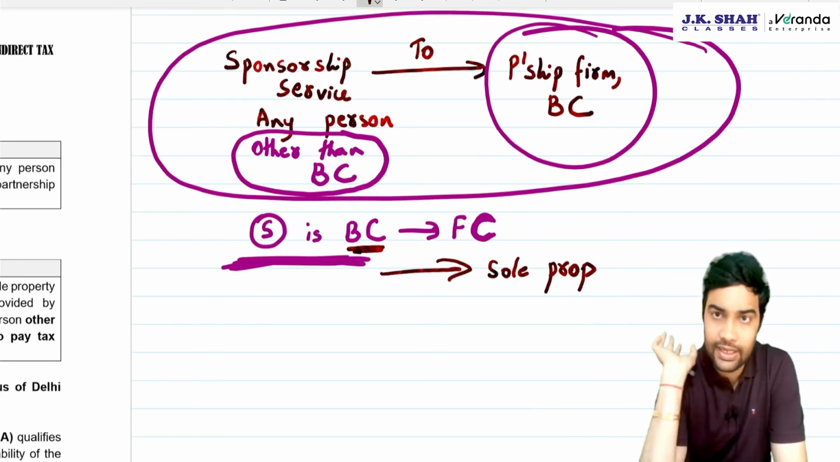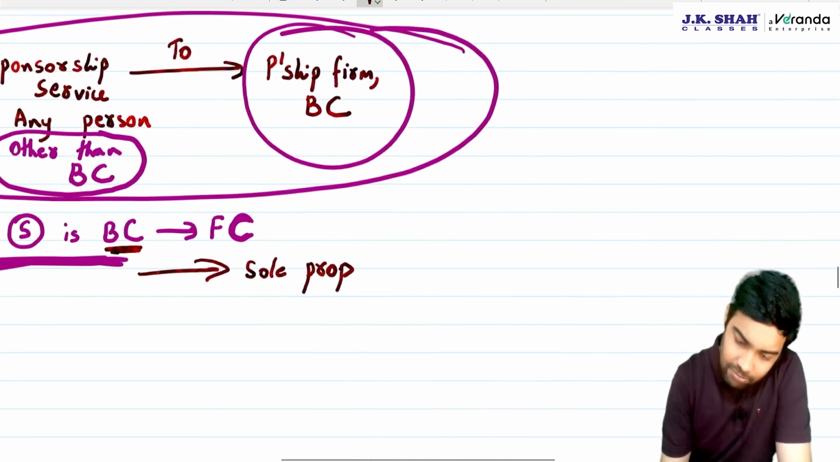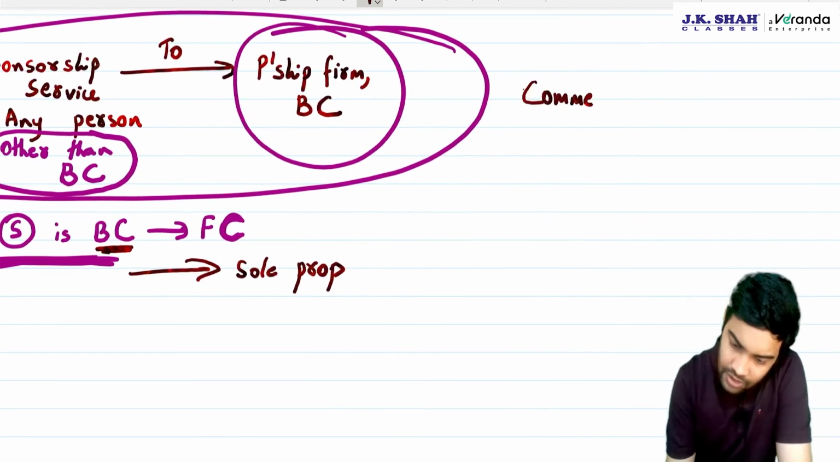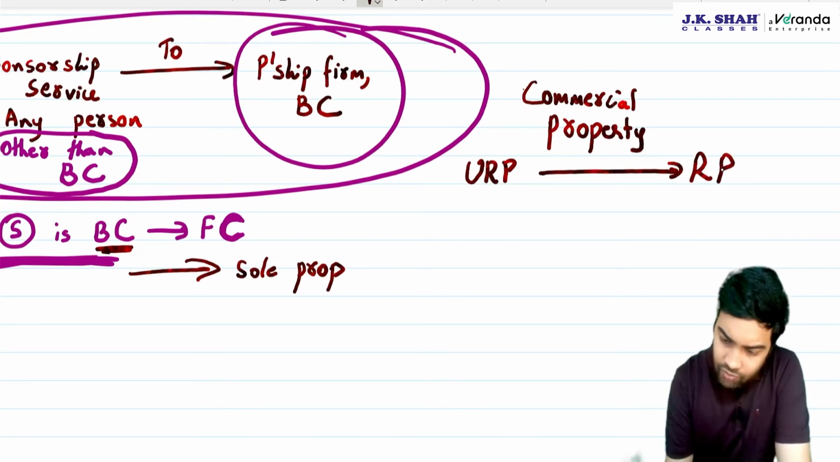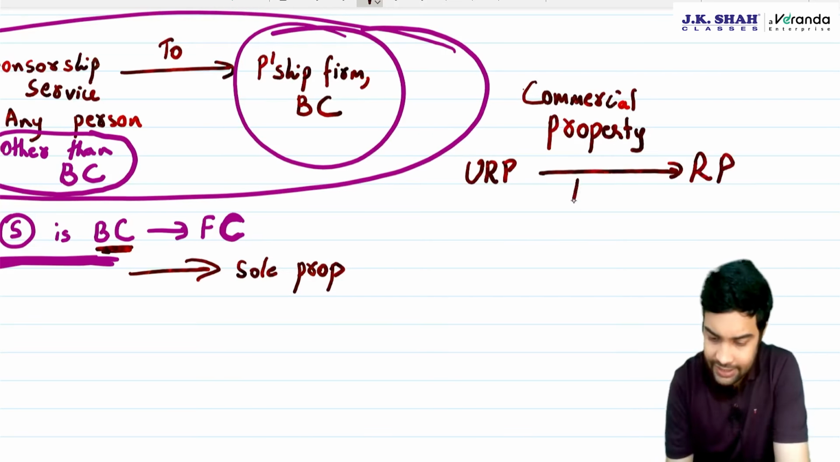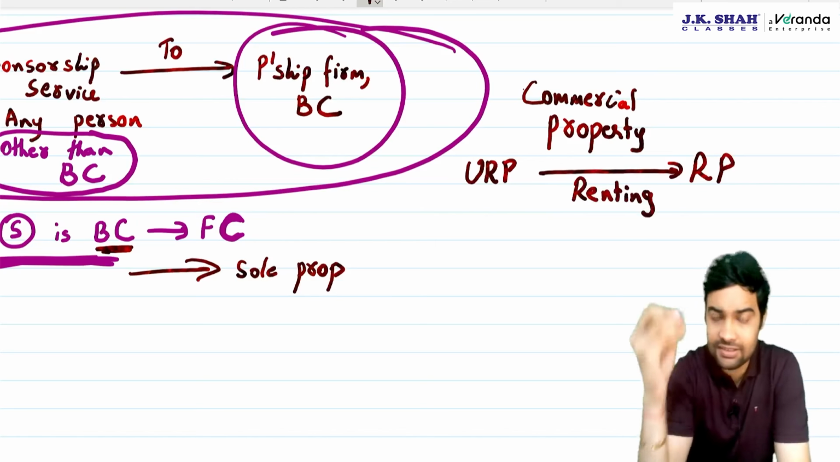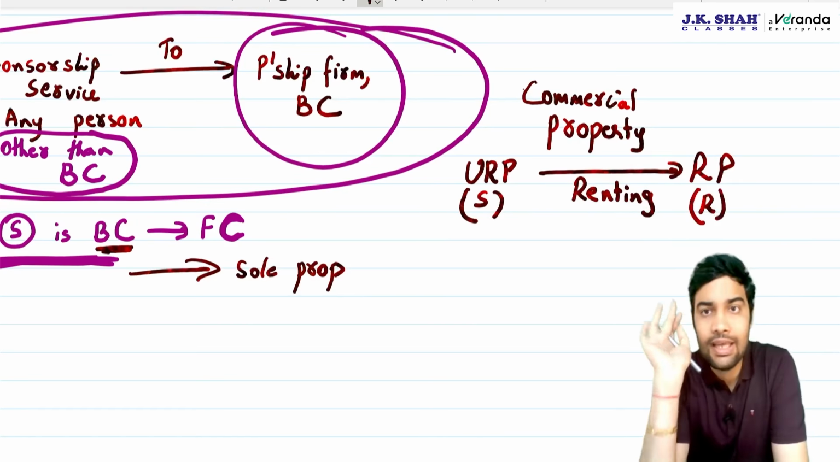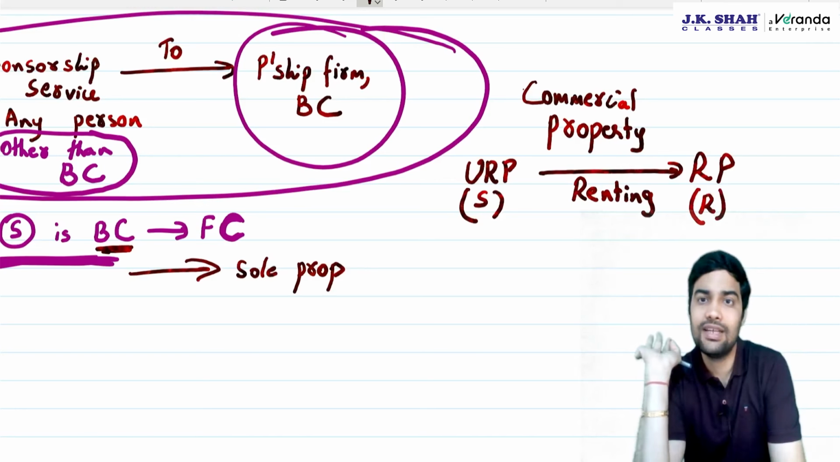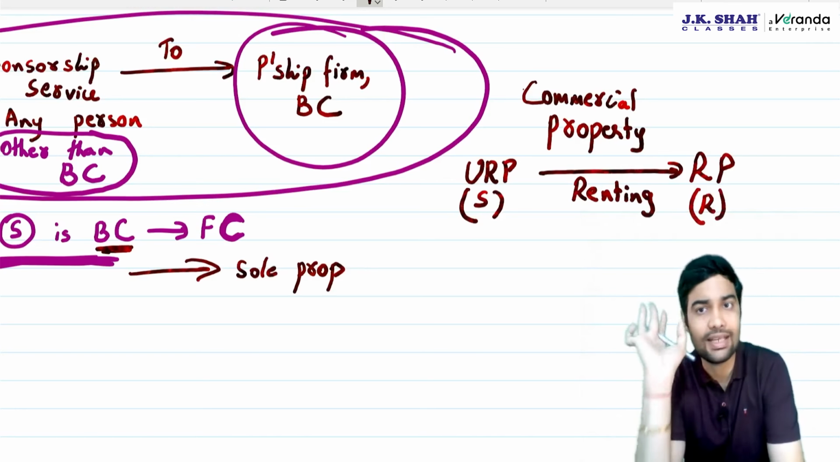Yes, one change. Second one, commercial property renting. Let me tell you how the entry was before the amendment. Before the amendment, for commercial property renting, RCM would apply only when a combination was met. What combination? The supplier should be unregistered and the recipient should be registered. If this combination is met, it would be a case of RCM.